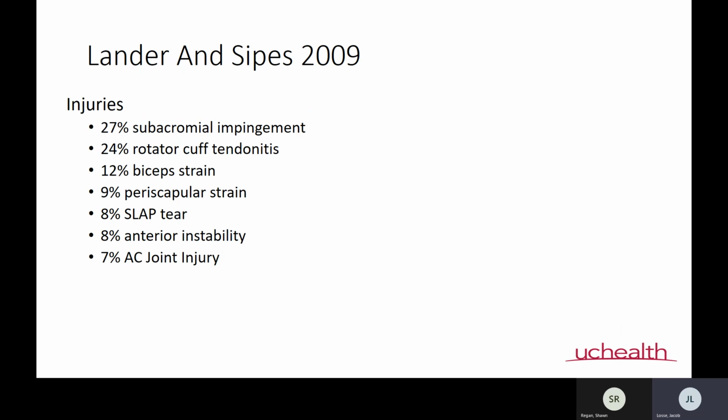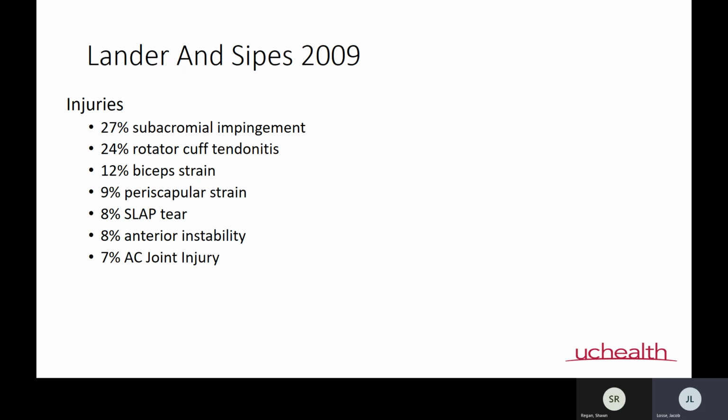20% of them said they were going to have something called a subacromial impingement, where basically that shoulder is not as stable as we'd like it to be, and so it's not as coordinated as we'd like it to be, and we can get some pinching of the rotator cuff in the shoulder. 24% say there's a rotator cuff tendonitis. So again, that rotator cuff, about 50% of our athletes are saying they're having problems with them. 12% are going to say more of a bicep strain. 9% said periscapular, so the muscles around the shoulder blade were injured.